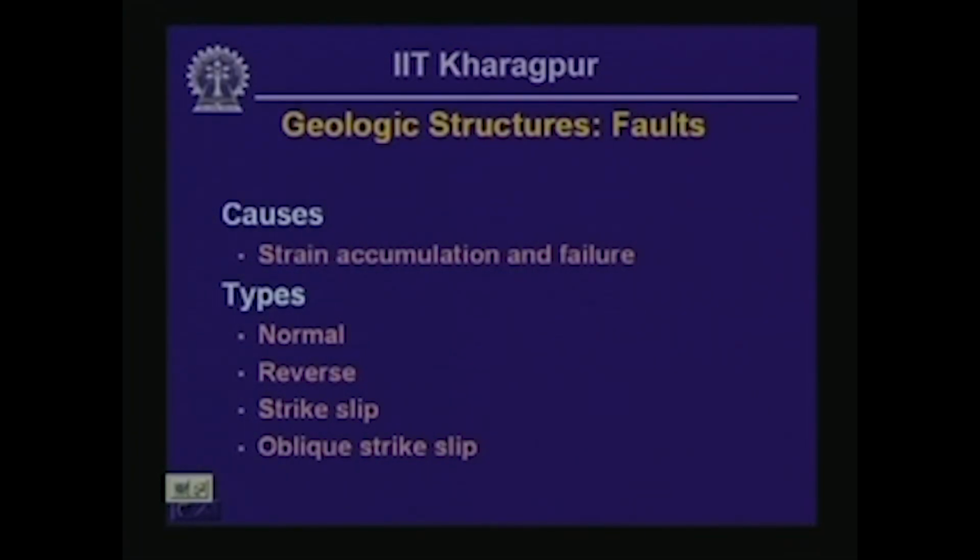Now, the two blocks can move relative to each other in several different ways. Depending on which way the blocks move with respect to each other, different types of faults develop. We have to consider different types of faults, and the types usually encountered are normal fault, reverse fault, strike slip fault and oblique strike slip fault. What is meant by each one of these faults is going to be explained in the next few slides.